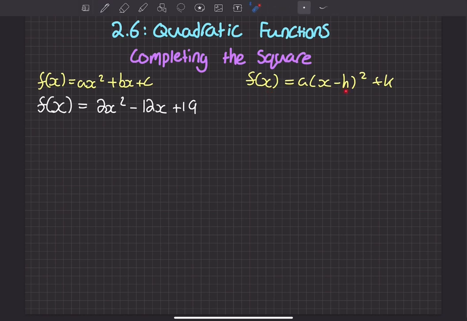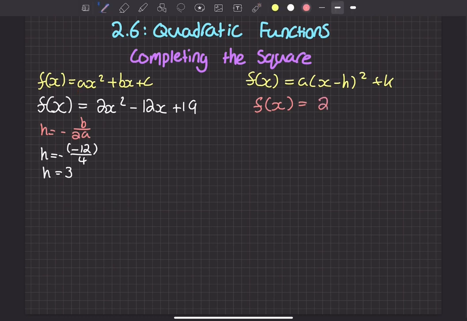Well, first, we know that h is minus b over 2a, right? So b is minus 12, and a is 2, sorry, so 2a will be 4. And then the minuses cancel out and you just have h equals 3. So if we have this function here, f of x equals, the a stays the same, so this a here is the same as this a here, so a would be 2.